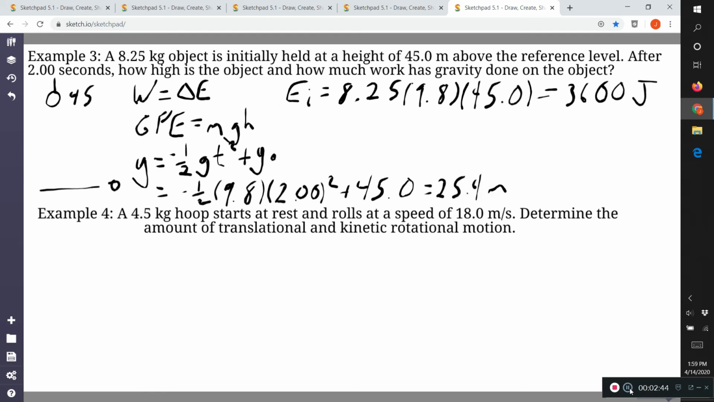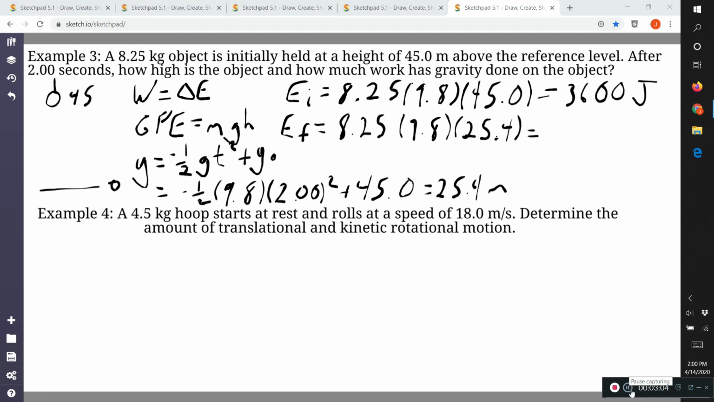So our final energy in this situation, 8.25 times 9.8 times 25.4, and that was exact. That was a non-rounded value out of my calculator. So we will get, now appropriately rounded, this would be 2,100 joules.